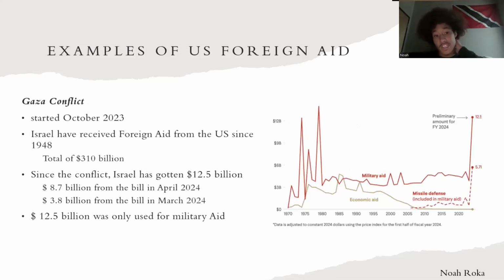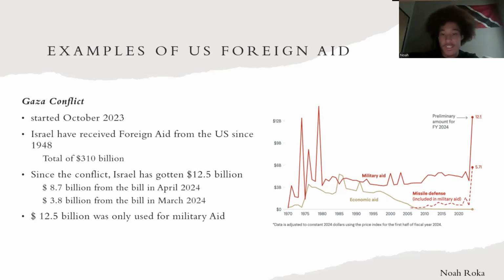Another modern example of US foreign aid is the Gaza conflict that started in October 2023. Israel has received aid from the US since 1948, and in total that has been 310 billion US dollars. But since the conflict, Israel has gotten 12.5 billion dollars of foreign aid from the US. As you can see, 8.7 billion are from the bill in April 2024, and 3.8 billion are from the bill in March 2024. The 12.5 billion they've gotten since the conflict are mainly used for military aid.